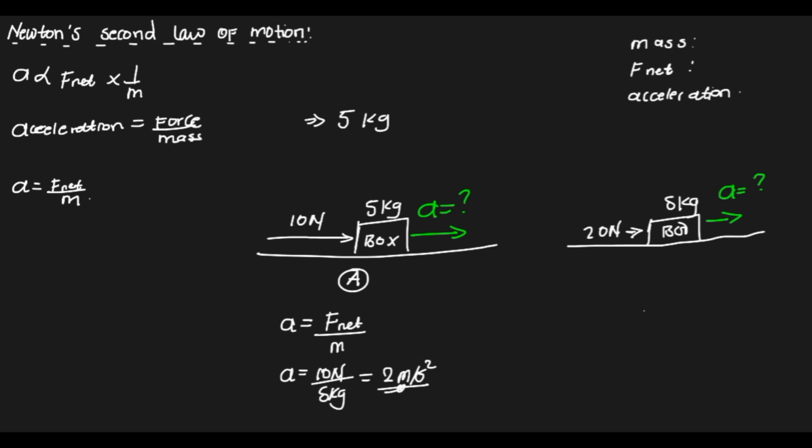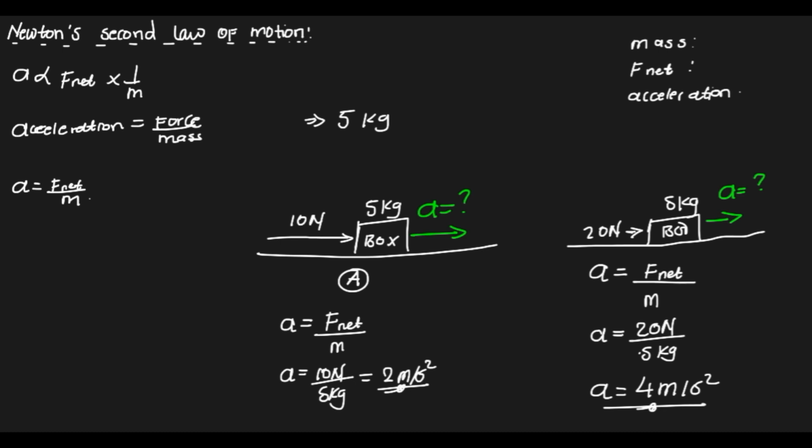So now let's also check what happens to the acceleration if we increase the force from 10 newtons to 20 newtons. Acceleration is equal to the net force divided by the mass. So this time the net force is 20, divided by the mass, which is constant, 5 kg. So 20 divided by 5, we get 4 meters per second squared. So now we can see that the acceleration in the first part is 2 meters per second squared, then the acceleration in the second part is 4 meters per second squared.